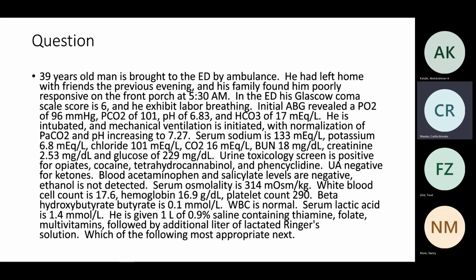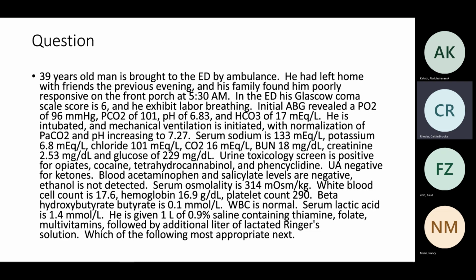Brought to the ED by ambulance. He had left home with friends the previous evening, and his family found him unresponsive on the front porch at 5:30 a.m. In the ED, his Glasgow Coma Scale was 6, and he had shallow breathing. Initial blood gas: PO2 96, CO2 101, pH 6.8. He is intubated. Mechanical ventilation is initiated with normalization of PaCO2 and pH increasing to 7.27. Serum sodium 133, potassium 6.8, chloride 101, CO2 16, BUN 18, creatinine 2.5, glucose 200.